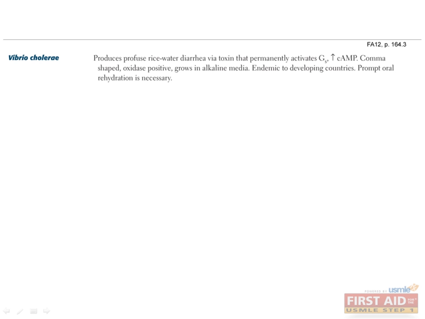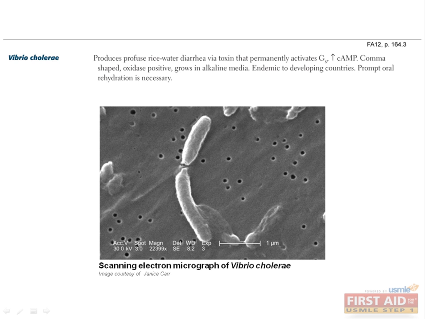Our second comma-shaped gram-negative bacteria is Vibrio cholera. It can be differentiated from Campylobacter in that it grows in alkaline media, whereas Campylobacter grows at 42 degrees Celsius. Cholera is a profuse rice water diarrhea that is mostly a problem in developing countries with poor hygiene since it is transferred by the fecal-oral route. Do you remember how the cholera toxin works? Right, it is a cAMP inducer, meaning that it activates Gs to permanently increase cAMP, which causes excretion of electrolytes and consequently loss of water.